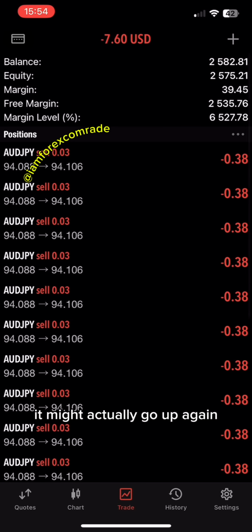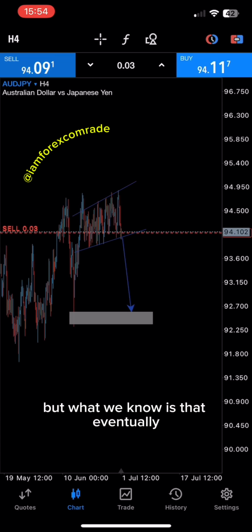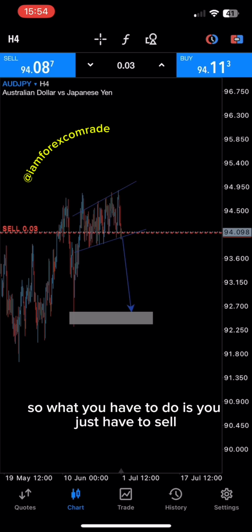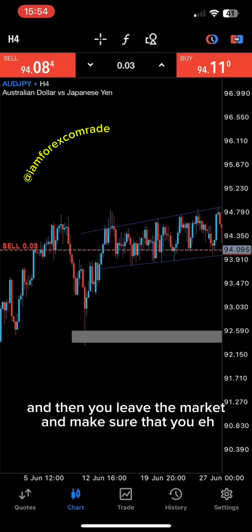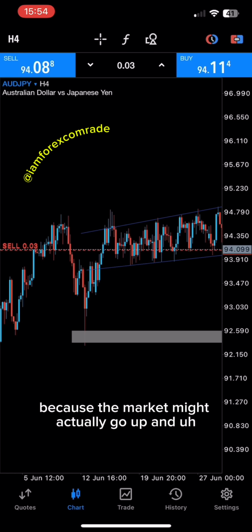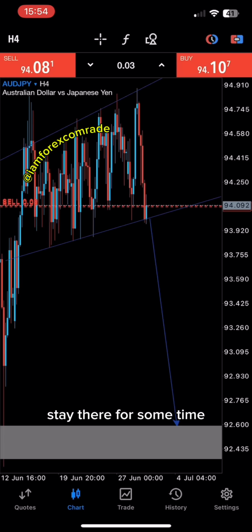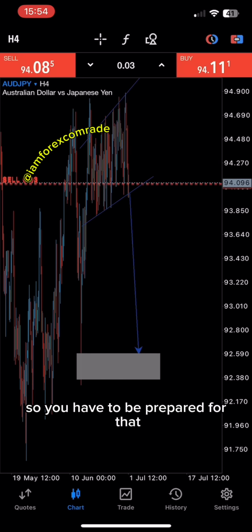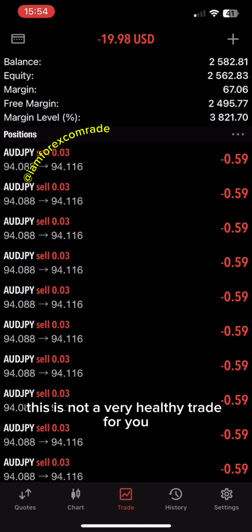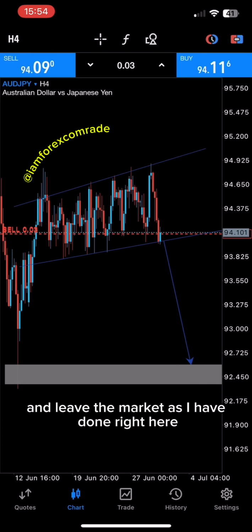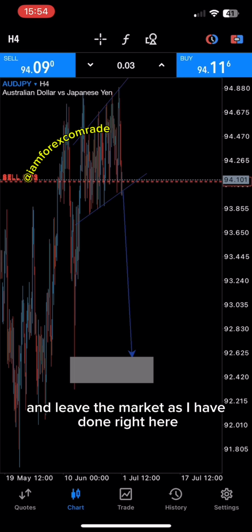It might actually go up again, but what we know is that eventually the market is going to go down. So what you have to do is just sell, then leave the market and make sure that you risk very little, because the market might actually go up and stay there for some time. So you have to be prepared for that. If you want quick money, this is not a very healthy trade for you. You just have to execute the market and leave the market, as I have done right here.